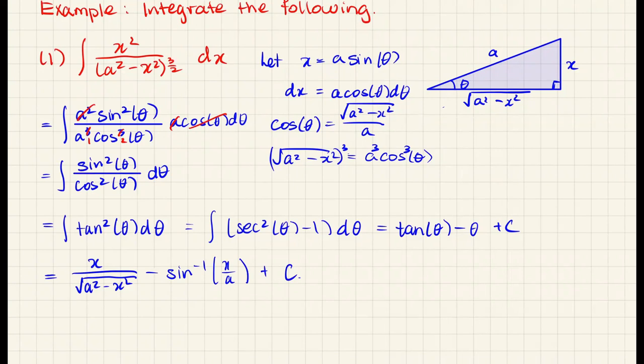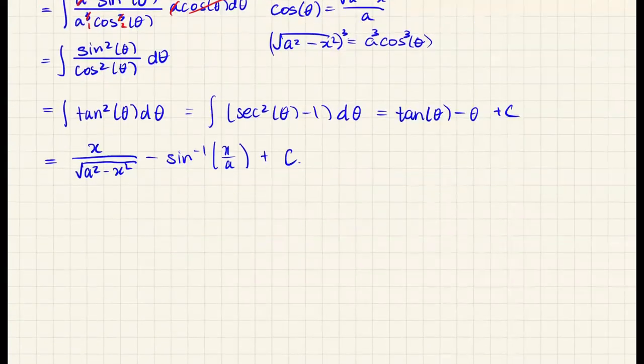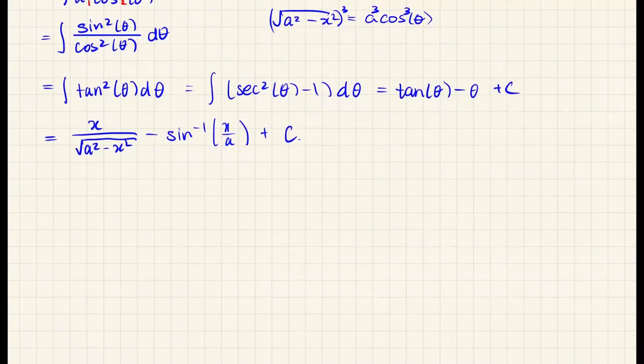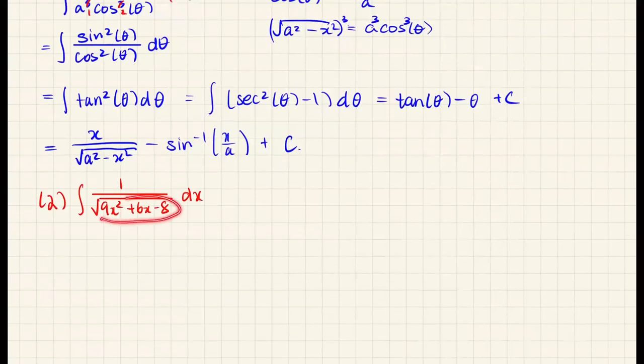So for the second example, let's try to integrate this integral. We have the integral of 1 divided by the square root of 9x squared plus 6x minus 8, all this dx. Okay, so the first thing that we could do here, now it might not look obvious, but the easiest way to go around this is to complete the square of the denominator.